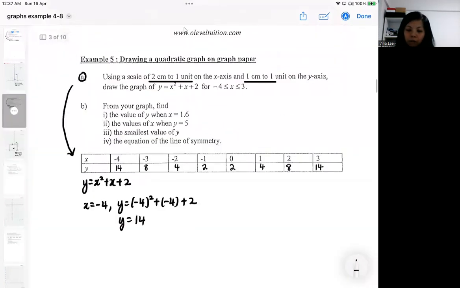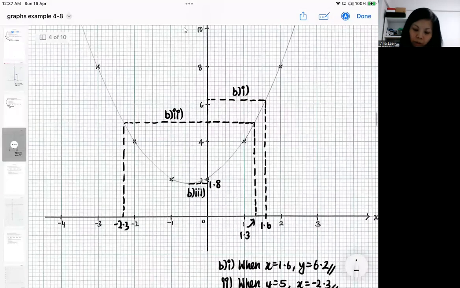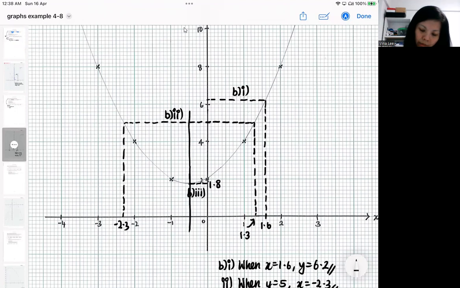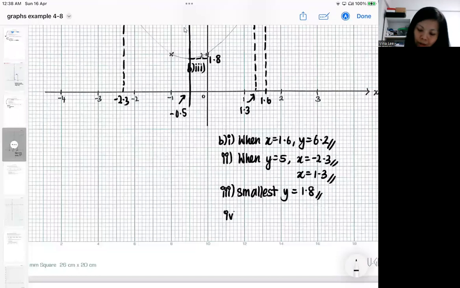Then again, the last one, a line of symmetry. They will always be asking you about the line of symmetry. The line of symmetry is a vertical line. So this is the line of symmetry, and you realize it cuts at minus 0.5. The equation again is not minus 0.5. If you would like the equation of the line of symmetry, it will be x equal to minus 0.5.